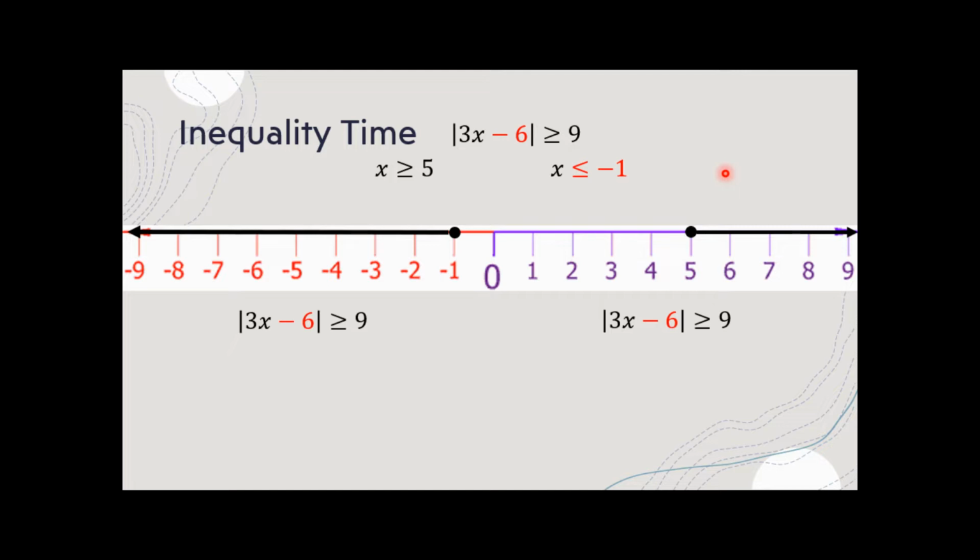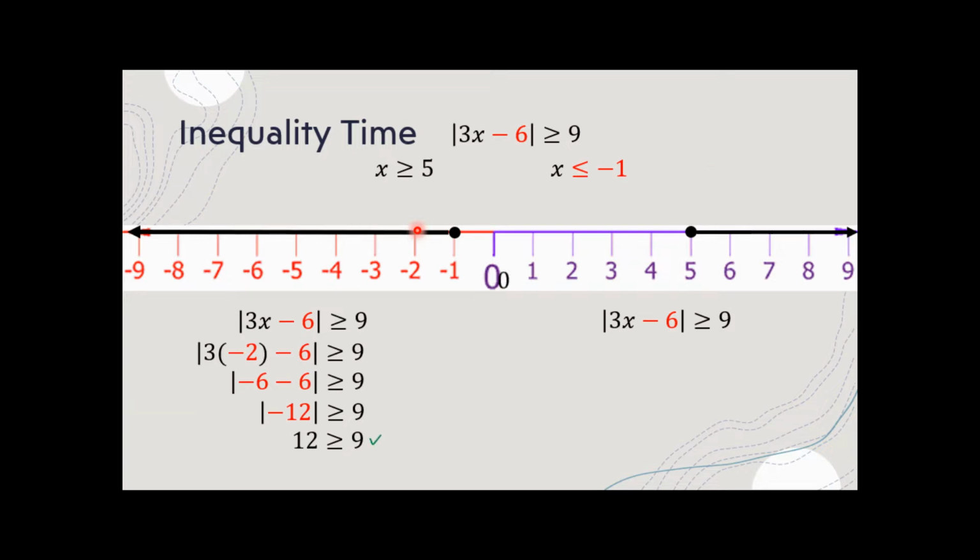Okay. And if you're not entirely sold on that, let's go ahead and plug in a value. Say, how about negative 2? We're going to take that negative 2 and plug it right on in. 3 times negative 2 is going to get us negative 6, minus 6. The absolute value of negative 12 is 12, and 12 is bigger than 9. So you see it works on this side.